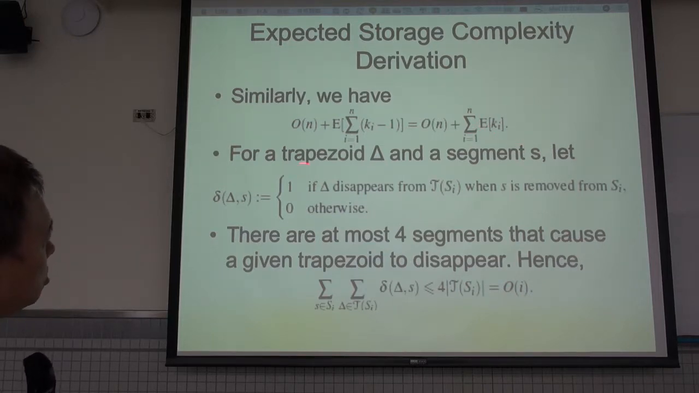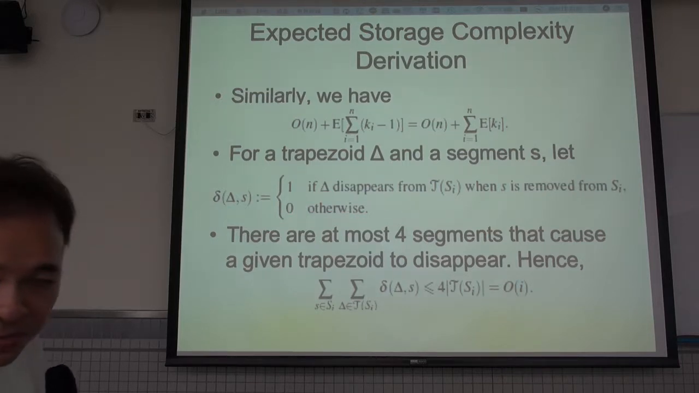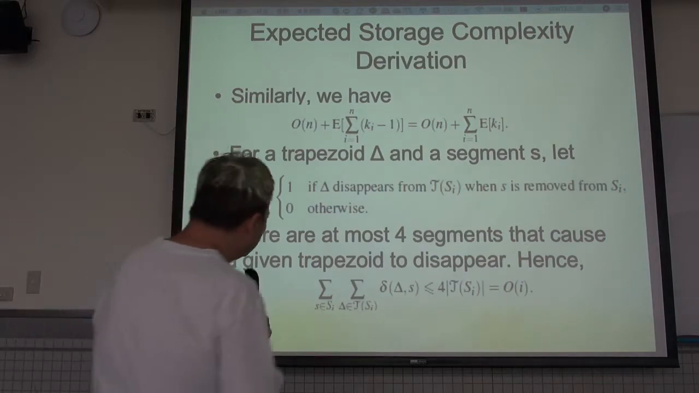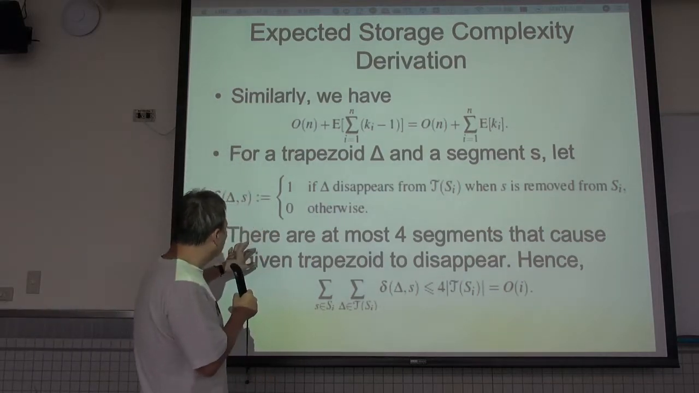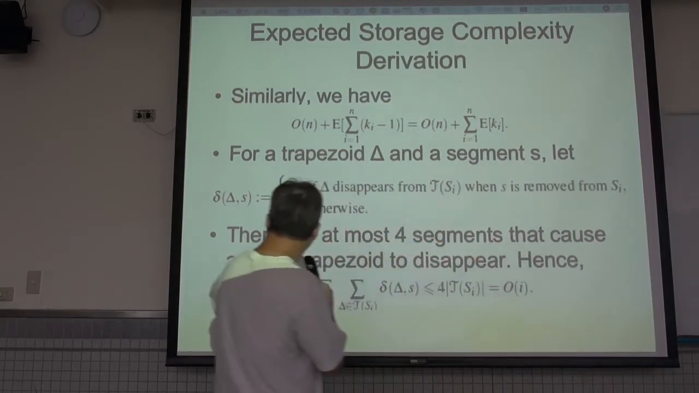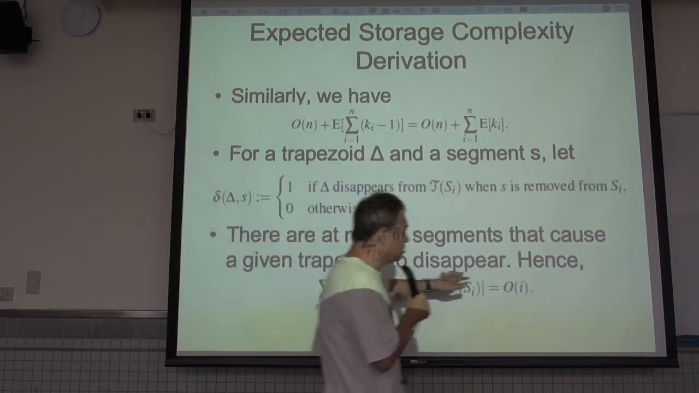Okay, so for a trapezoid and a segment S, we define this smaller delta of S to be 1 if this trapezoid disappears when S is removed from Si, and 0 otherwise. We use this way to do the estimate. Then think about this: there are at most 4 segments that cause a given trapezoid to disappear, right?